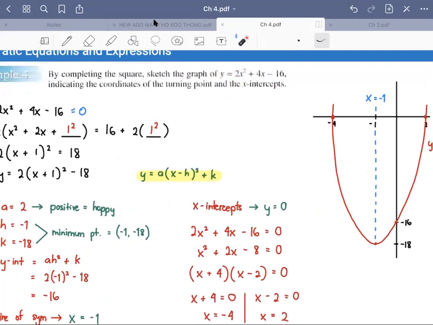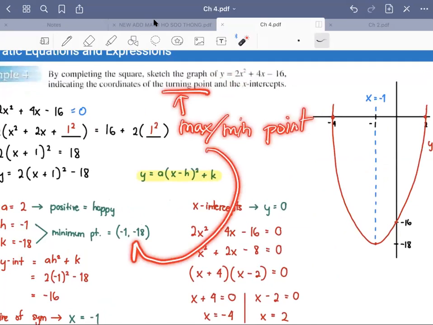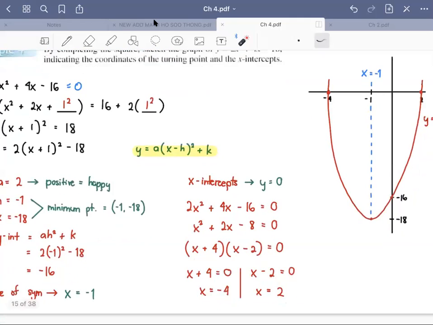By the way, whenever you see the maximum or minimum point, it is the turning point. If you don't see the word minimum or maximum point, its other name is turning point. Okay, back to the question.